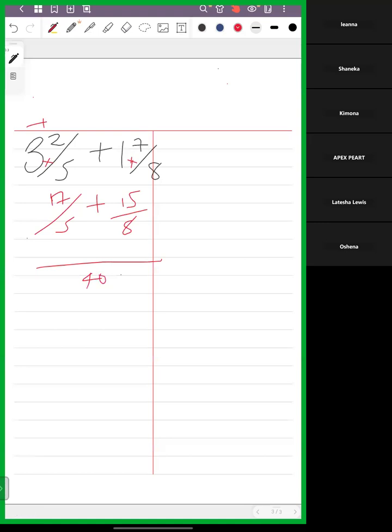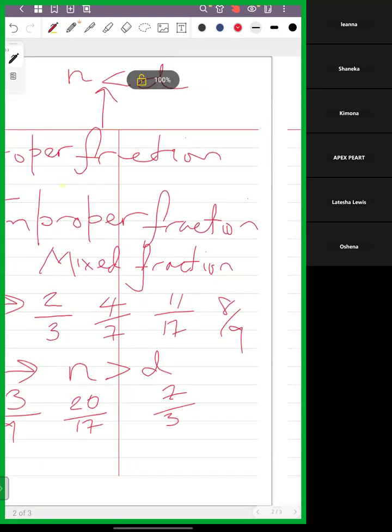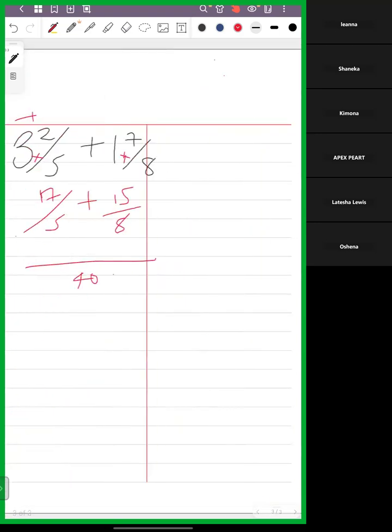Now, 5 into 40 goes 8 times. So we're going to put that 8 at the top here, times 8. And then we have 8 into 40, run that by 5. All right?